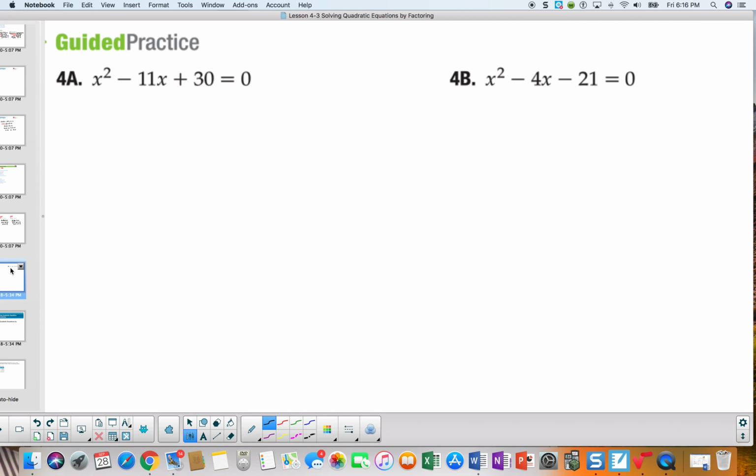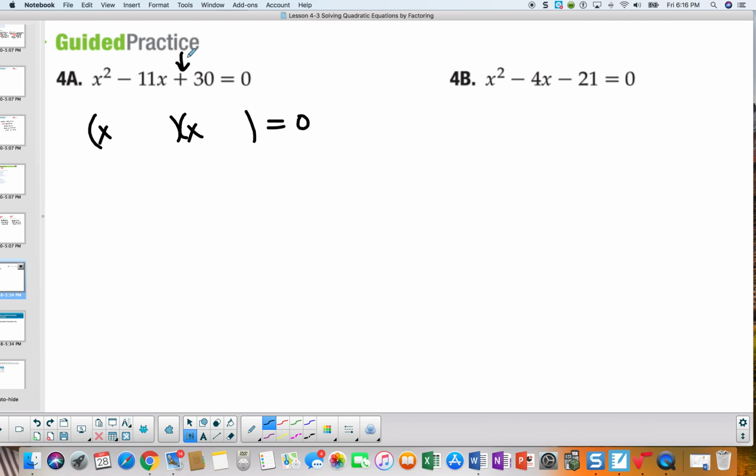Okay, one more. Let's go ahead and do just some regular factoring. This isn't a difference of two squares. This is not a perfect square. This is not a GCF. It's just factoring. So let's just go ahead and factor. We're going to split up the x. We're going to think about 30.